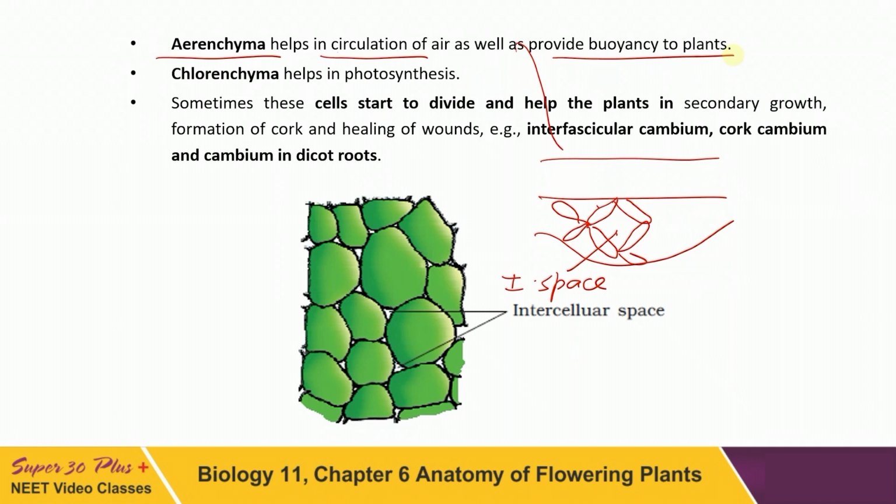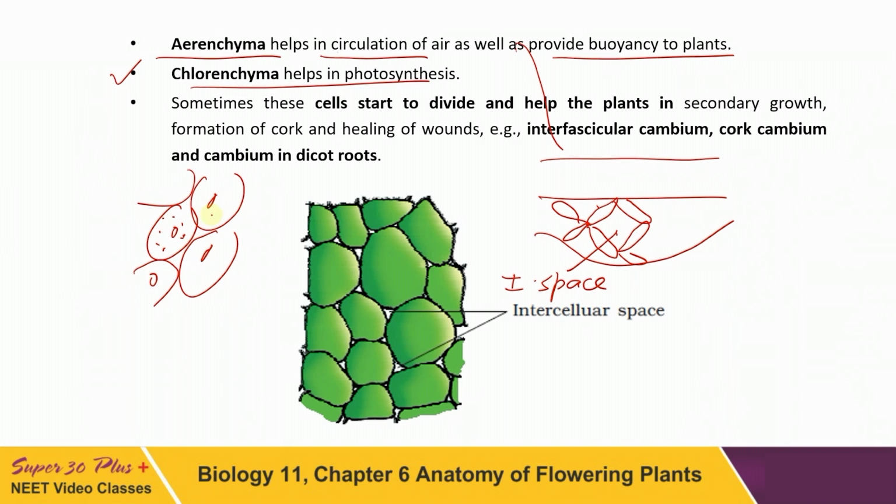Another modification of parenchymatous tissue is chlorenchyma, which helps in photosynthesis. Chlorenchyma means that in the parenchymatous cells there are many more chloroplasts. These are the chloroplasts. You know the chloroplast is the site of photosynthesis. In the green parts of the plants, the parenchymatous cells have chloroplasts and help in photosynthesis. That tissue is known as chlorenchyma.